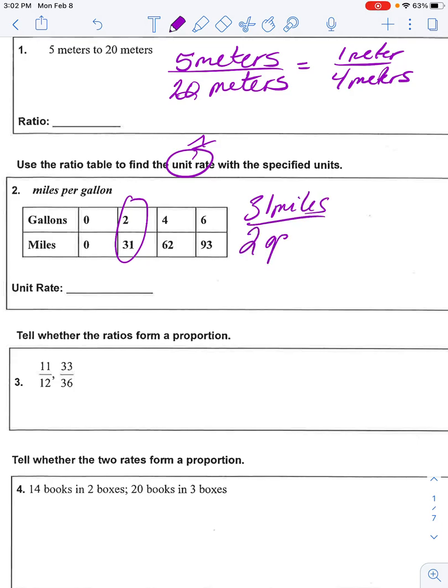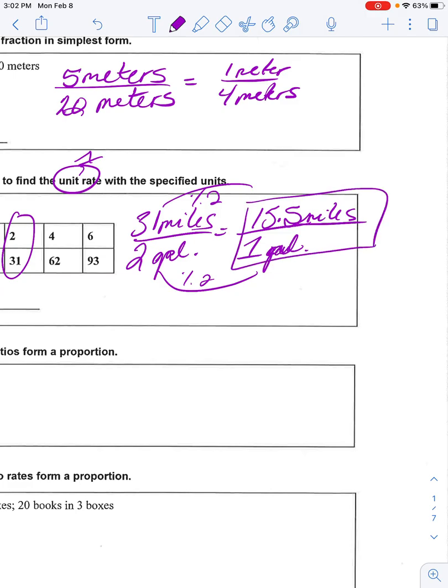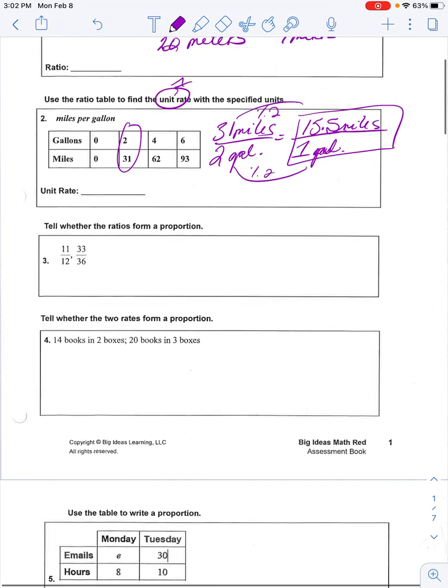miles on 2 gallons of gas. I want to know how many miles for 1 gallon of gas. So we're going to divide by 2. And again, just show me your work to get 15.5 miles per gallon. That would be the unit rate.